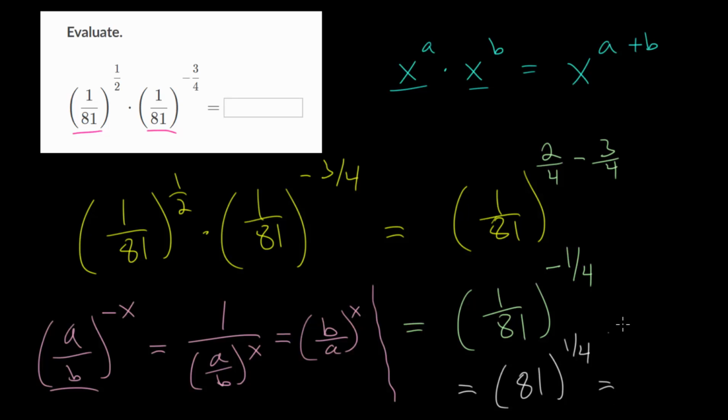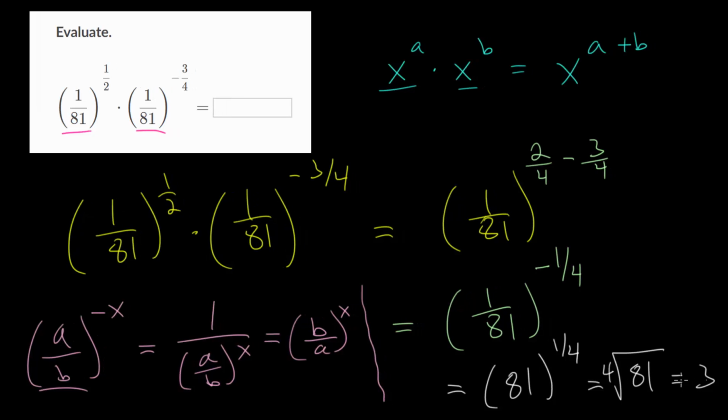And raising something to the 1/4 power is the same thing as taking the 4th root. So what number multiplied by itself 4 times would give us 81? And that would be 3. Since if you multiply 3 by itself 4 different times, you do get back 81. And I will leave it as an exercise. You can check this using your calculator.